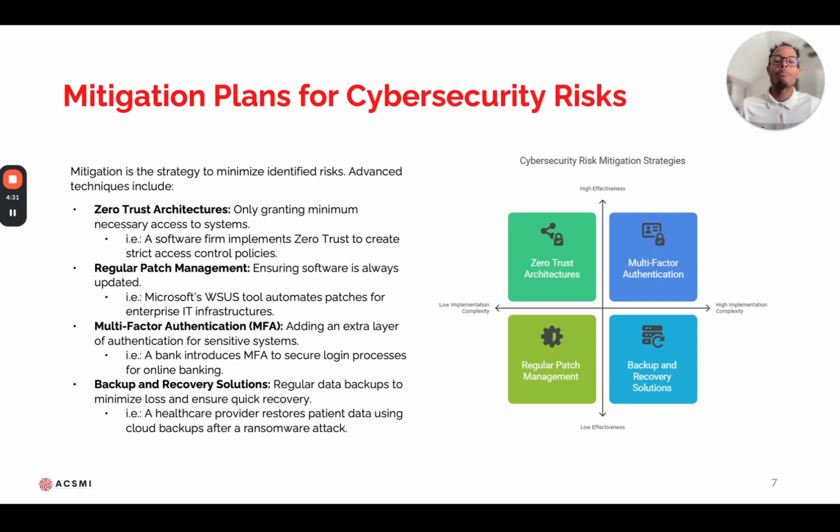Now, the mitigation strategy to minimize the identified risk. You're going to put into place what we talked about before: zero trust architecture, never trusting but always verifying, and then regular patch management. So using something like WSUS within your Microsoft toolkit to automate patches for your systems. You can automate it. Yeah, absolutely. I would suggest you do that.